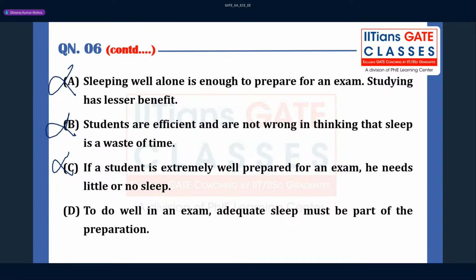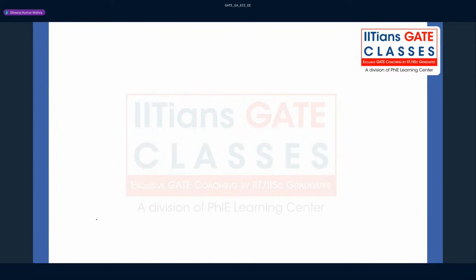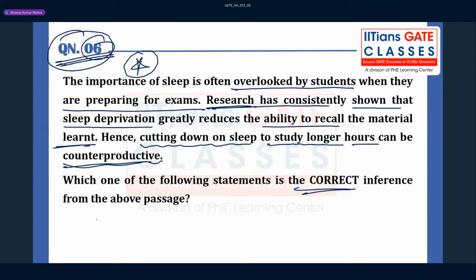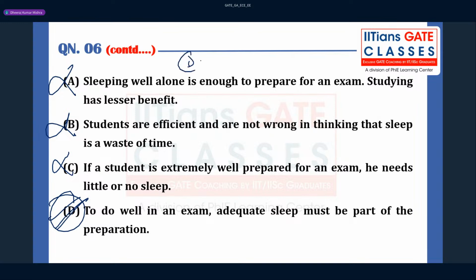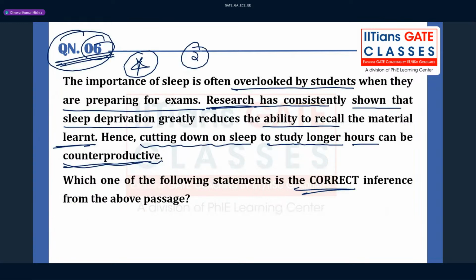So to do well in the exam, this is one of the great suggestions you can also accept. To do well in the exam, adequate sleep must be part of preparation. So from today onwards, start sleeping early and start getting up early. That is going to be productive during the main exam day, right? So I believe this is fine for all. So option D is going to be correct. This kind of question you can easily crack for 2 marks, since I think I have done many questions of the same kind.